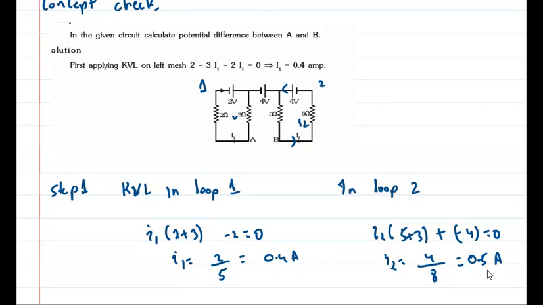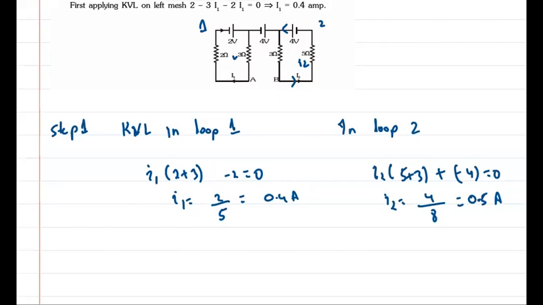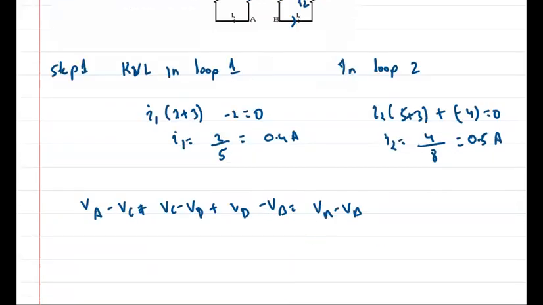Okay, now what we need to do is find the potential between A and B. What can we use? The basic concept of KVL. Let this be A, this be C, and this BD. So can I say that VA minus VC plus VC minus VD plus VD minus VB is equal to VAB? And we have to calculate VAB only.